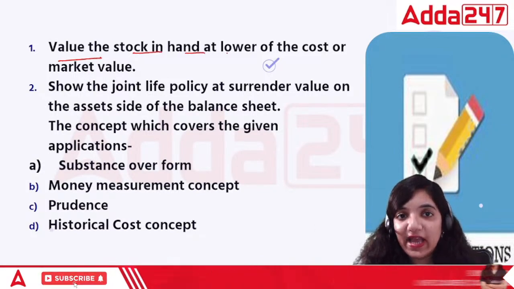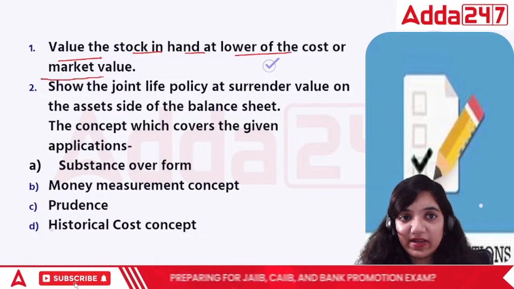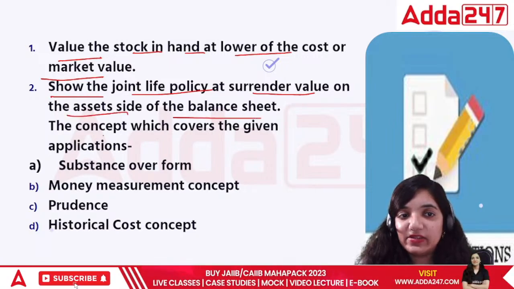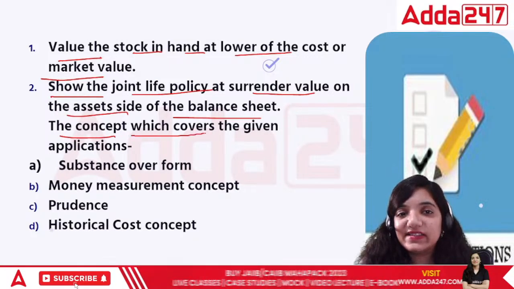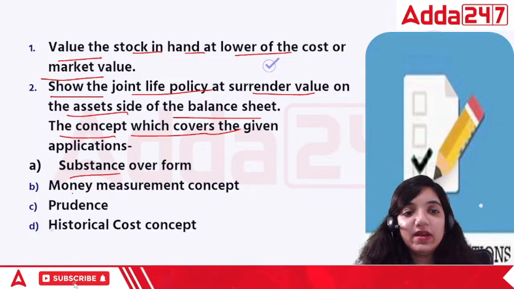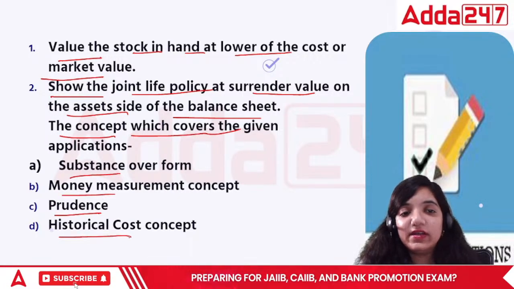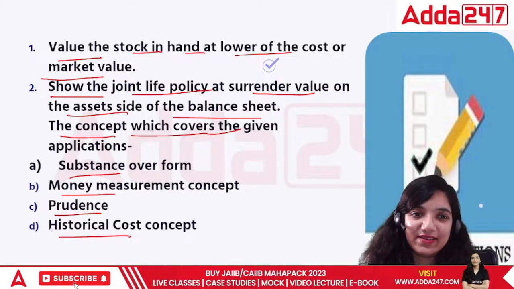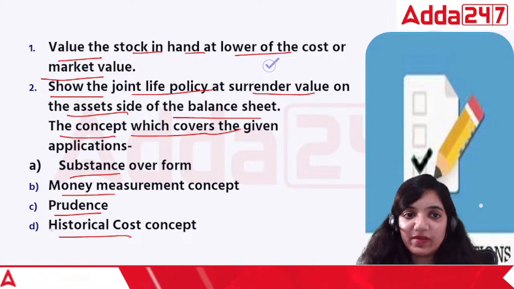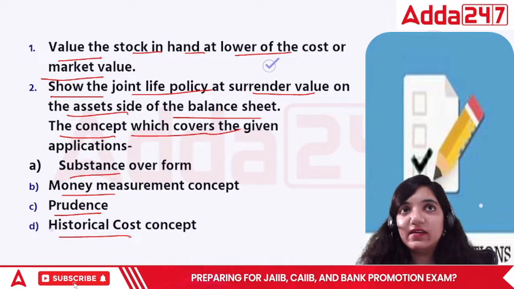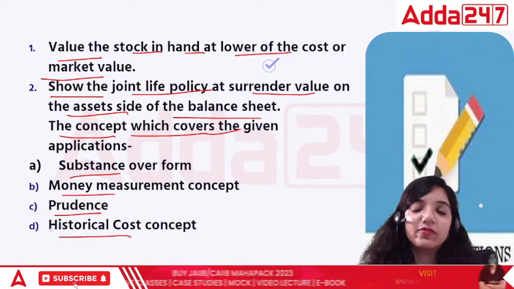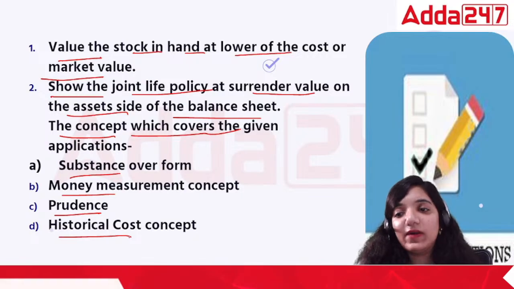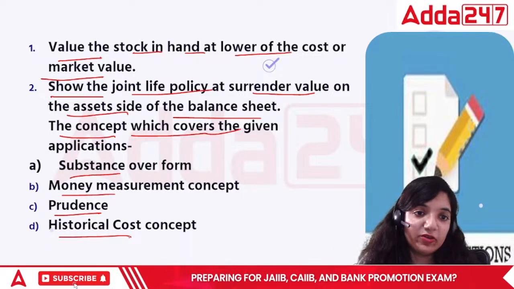Value the stock in hand at lower of the cost or market value. Show the joint life policy at surrender value on the asset side of the balance sheet. This particular concept is covered under substance over form, money measurement, prudence, or historical cost concept. Substance over form is that you look at the actual evidence more than anything else. Money measurement talks about money. Prudence talks about being conservative. We have to anticipate the losses now. And last is historical cost. Historical cost is, once things have happened, note down the cost at that point of time.